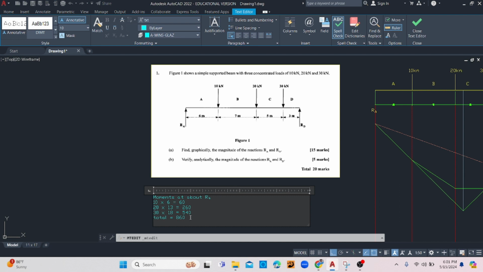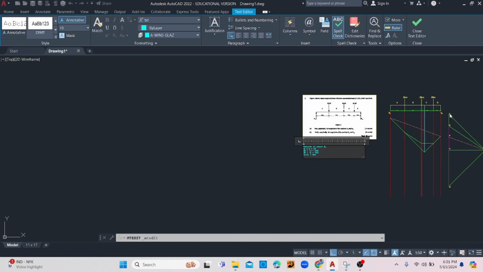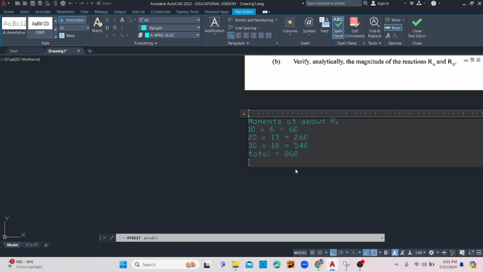And the total span of the beam is, I think we missed one. How much was the last number? 18. So 18 plus 3, 21. So the total span of the beam, and I could have found that out easily if I just drew a dimension across here, is 21.